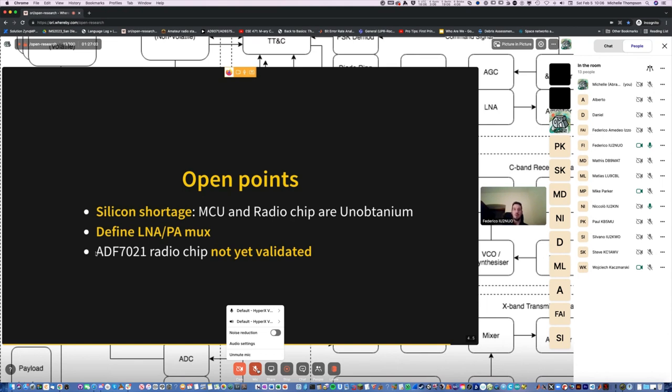And also, we have some doubts about the ADF7021 usability in this application, because Wojciech has designed a development board for this radio chip, but he still hasn't got any promising results from it. So we still are not 100% sure that this radio chip is suitable for our application.